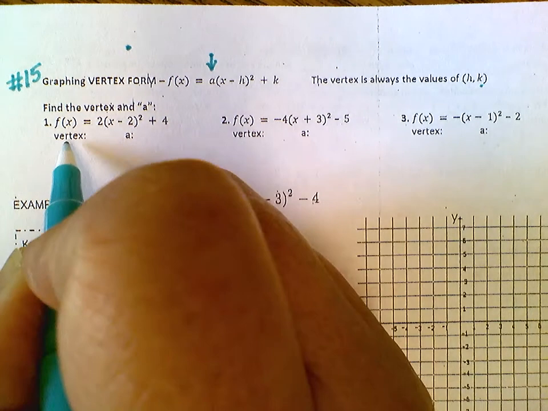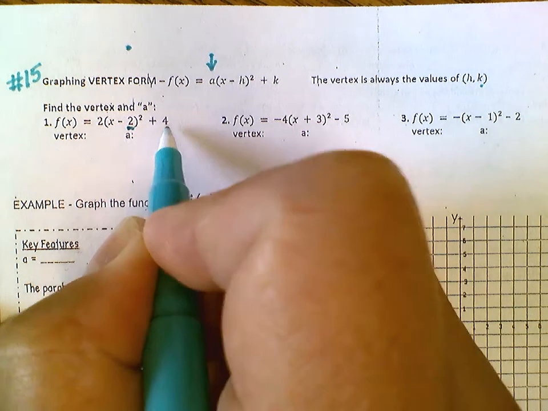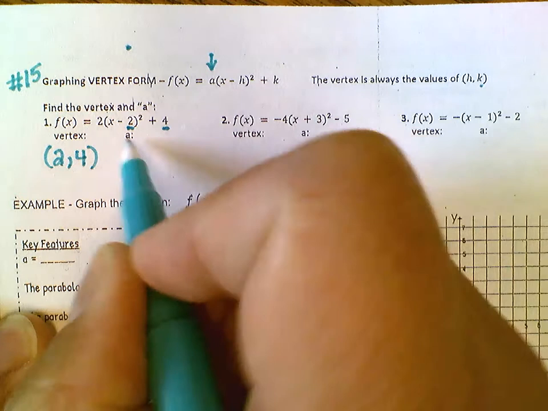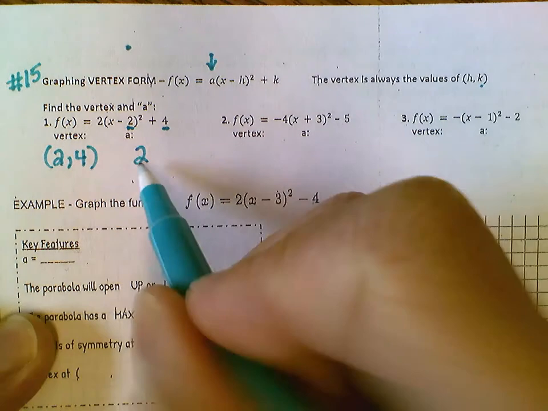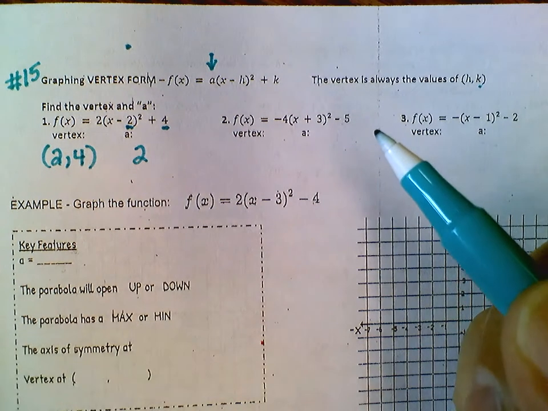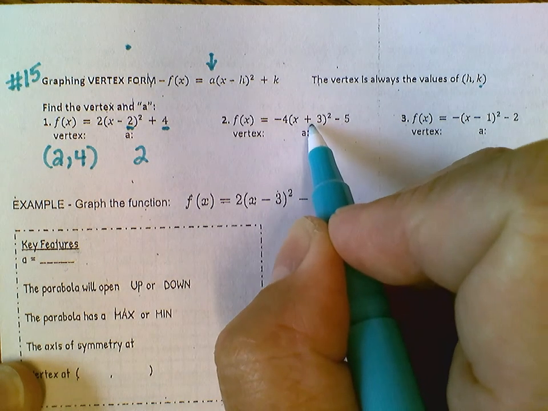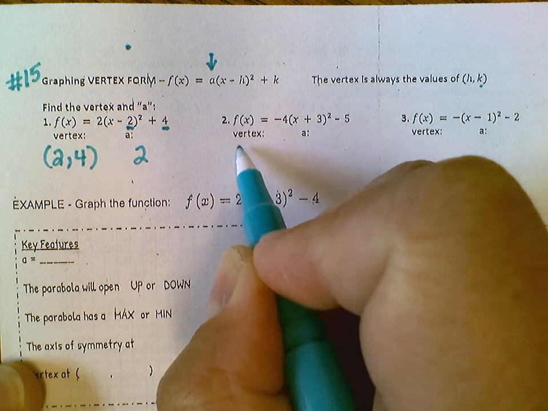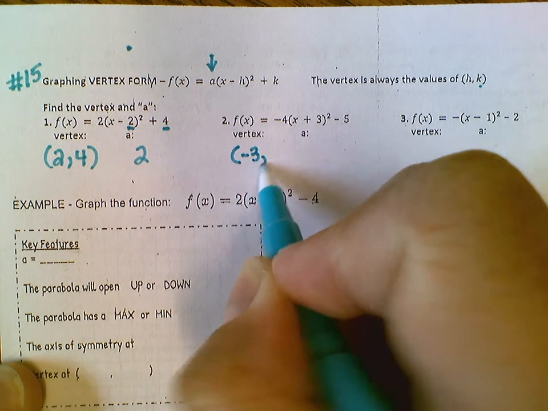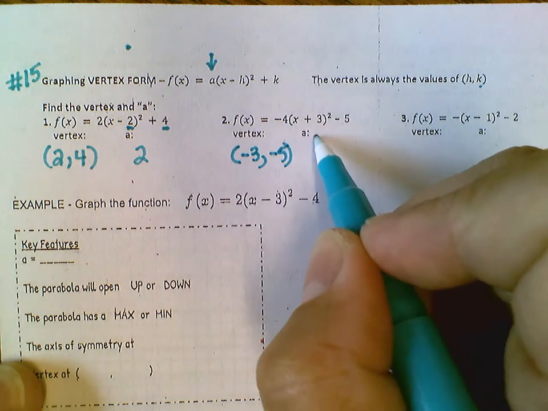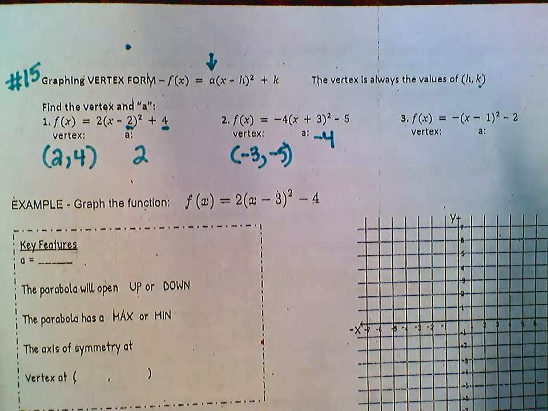So take a look at this. My vertex is going to be 2, 4, and my A value is 2. So again, that tells us, does it open upward, does it open downward, and things like that. Here, my vertex would be, it's the opposite of plus, so the vertex is -3, -5. And my A value is -4.